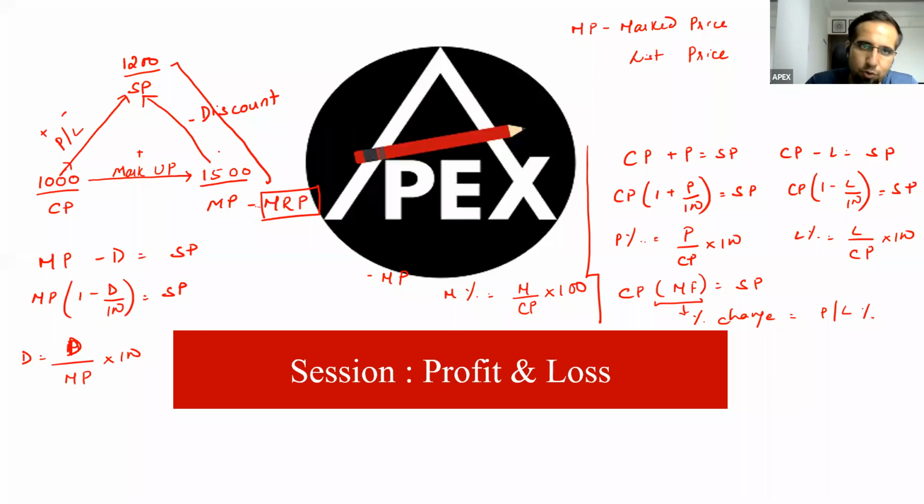I repeat, the arrow is going from mark price to selling price. So your base value becomes mark price. In short, multiplying factor into mark price is equal to selling price. You apply percentage change here and you get discount percentage.